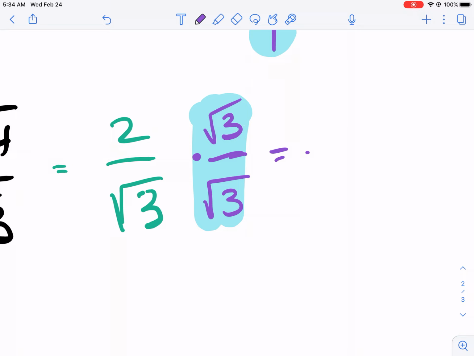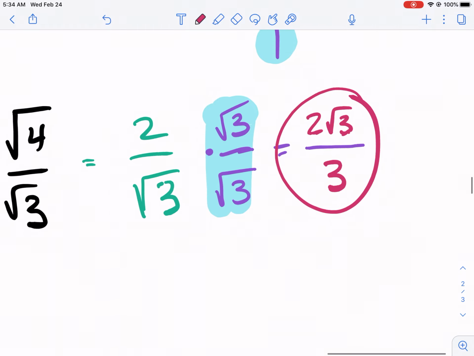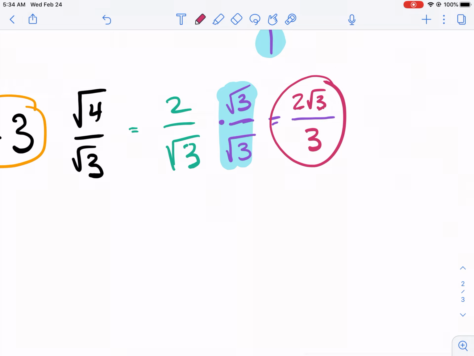Well, the whole point was to get rid of this radical in the bottom, so we get radical 3 times radical 3. You could say that's equal to radical 9, or you just recognize that it undoes the radical, and we get 3 in the bottom. Then in the top, what do we get? We get 2 radical 3. And this is our final answer, 2 radical 3 over 3, or if you want 2/3 radical 3, but that's kind of ugly. I don't prefer that. I would just write it as 2 radical 3 over 3.